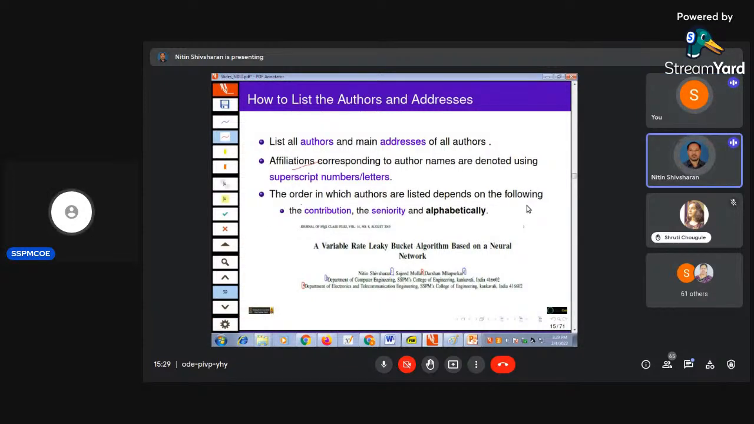The order in which authors are listed depends on the following criteria: the contribution made by a particular author, the seniority of the author, and whether the names of the authors are alphabetically arranged. So the first author's position indicates that the main contribution for this research paper is from author number one, like that.